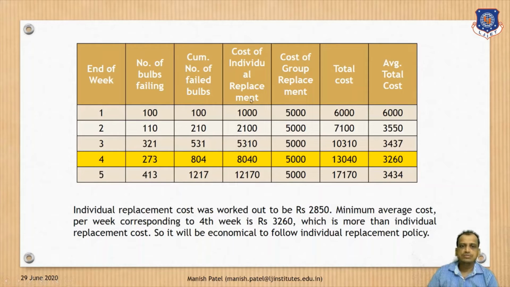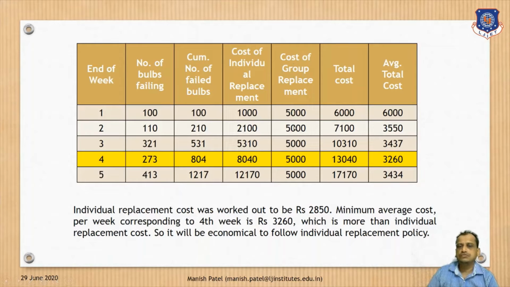In the next column, you will find out the cost of individual replacement, right? You already know the cost of individual replacement. It is 10 per bulb. So multiply 10 to all of them. So 100 multiplied by 10 is 1000, 210 multiplied by 10 is 2100, and accordingly.